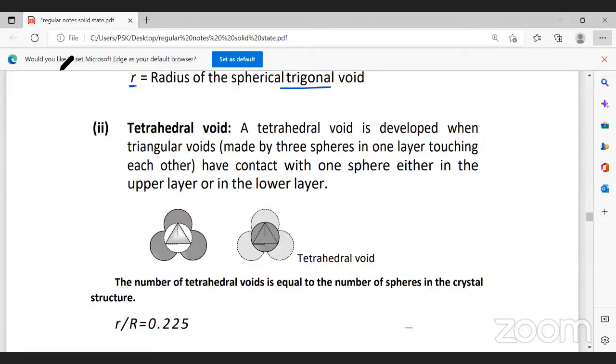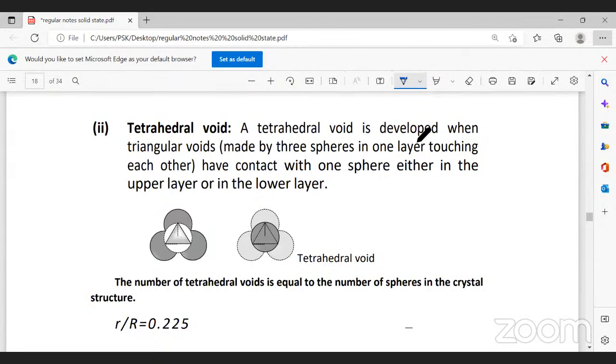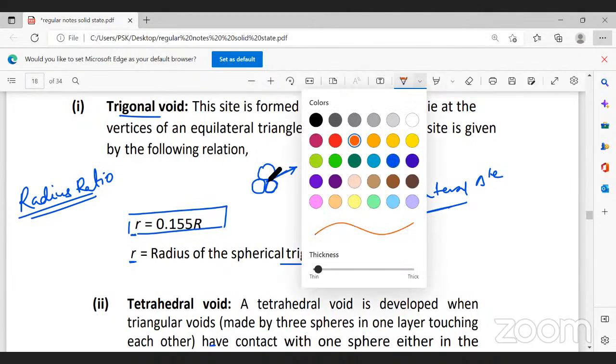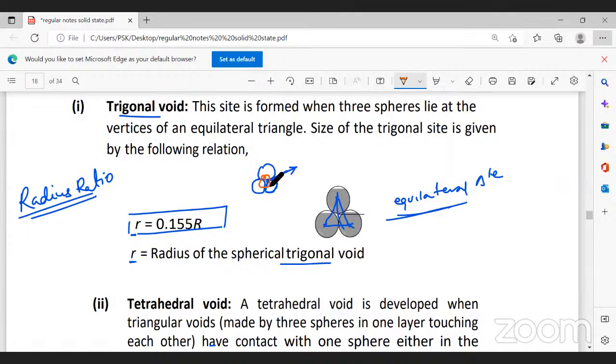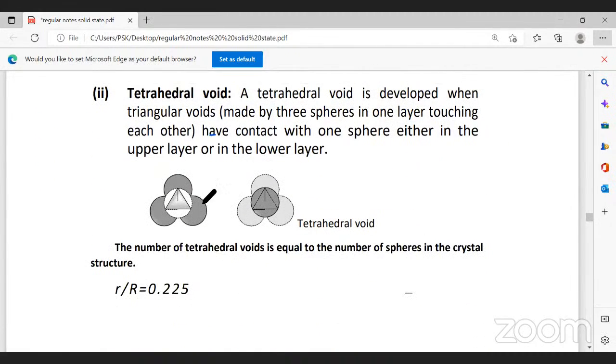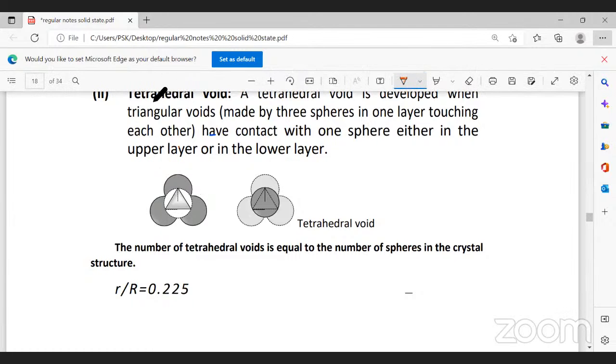Now, the tetrahedral void. A tetrahedral void is developed when the triangular void made by three spheres in one layer touching each other has contact with one sphere either in the upper or the lower layer. It clearly says this is a trigonal void. If one more particle is placed above or below, now four spheres are in contact. Can you visualize what I'm telling? Yes, sir. When four spheres are there, there will be a void in between. That void is called the tetrahedral void.